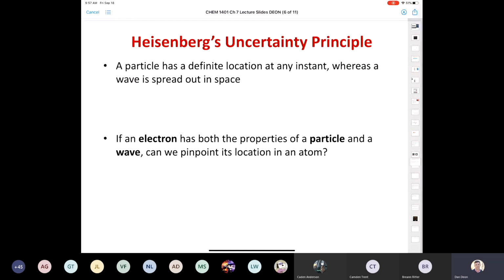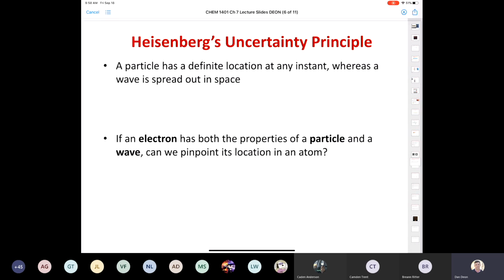Anyhow, let's move on and talk about something called Heisenberg's uncertainty principle. And if you've ever watched the Breaking Bad show, the chemistry is really good in that show. You've probably heard of Heisenberg. And Heisenberg came up with this uncertainty principle. He said, if you have a particle, like an electron, right? If you have a particle that has a definite location at any instant, like a baseball, it's a particle. You can see where the baseball is here, okay? Whereas a wave, you can't say, well, there's the wave. A wave is spread out through space, okay?